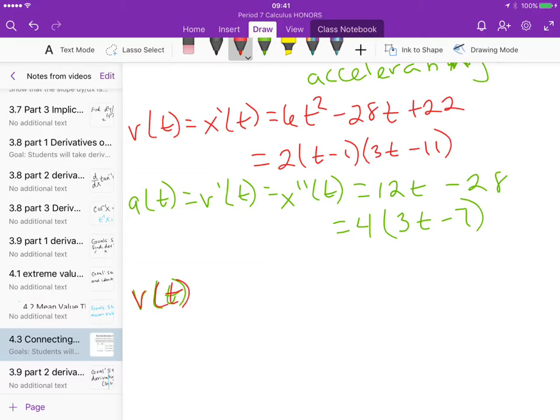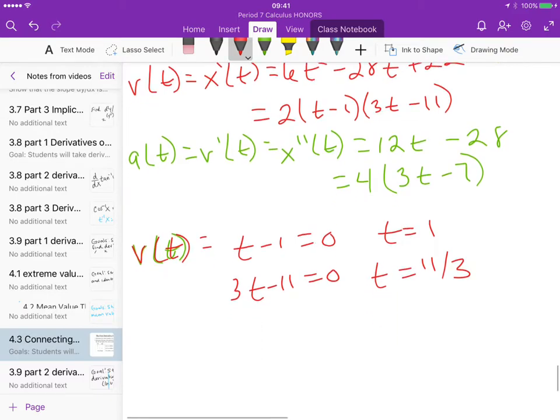For velocity, we can set this equal to 0, and so we know that, well, 2 is not going to really matter, but t minus 1 set equal to 0 will get us when t equals 1, and then when 3t minus 11 equals 0, we get t equaling 11 thirds. And so that's going to be kind of our focus point here.